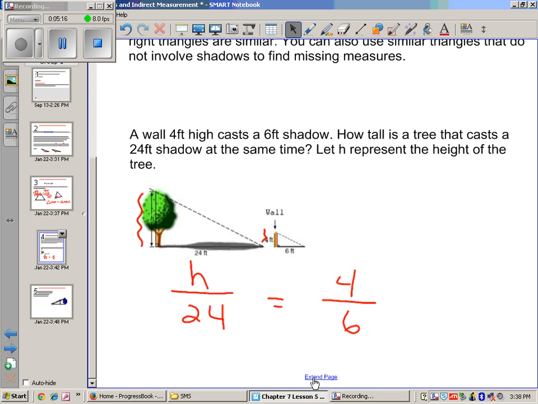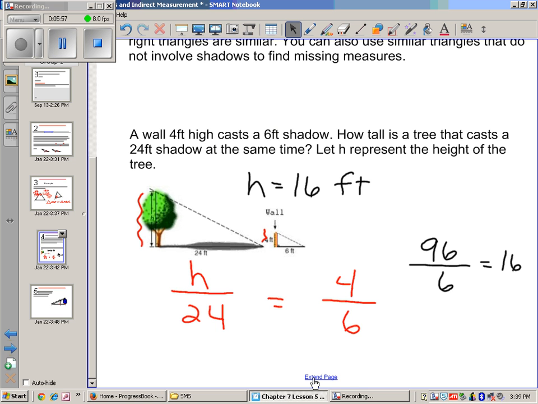Okay, now we're going to cross multiply: 24 times 4 gets us 96. And then we're going to divide 96 by 6, and that is going to get us 16. So the height of our tree, H, equals 16 feet. And that is how you use shadow reckoning to discover the height of a tree or an object by indirect measurement.